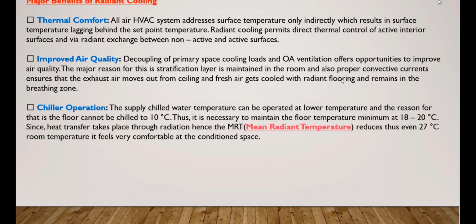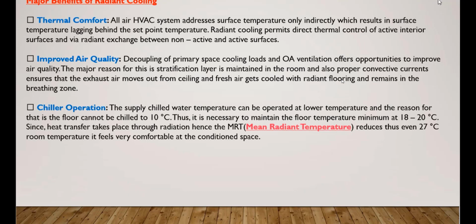Improved air quality. Decoupling of primary space cooling loads and OA ventilation offers opportunities to improve air quality. The major reason for this is that the stratification layer is maintained in the room, and proper convective currents ensure that the exhaust air moves out from the ceiling and fresh air gets cooled with radiant flooring and remains in the breathing zone.